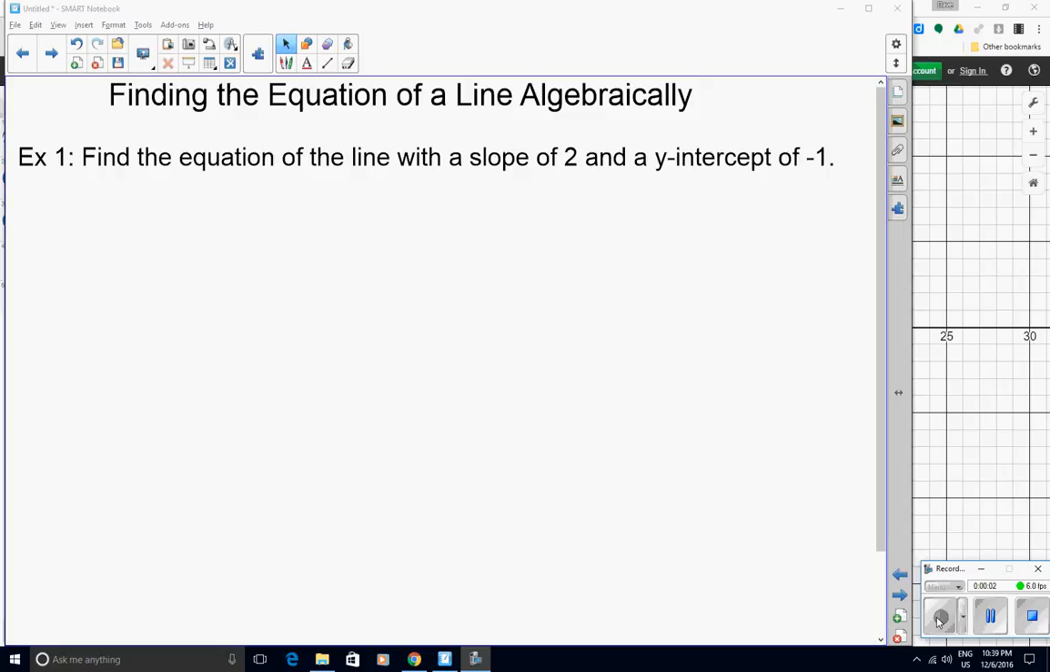This video shows how to find the equation of a line algebraically. Our first example will be a fairly straightforward one, and then we'll move on to some more complicated examples.